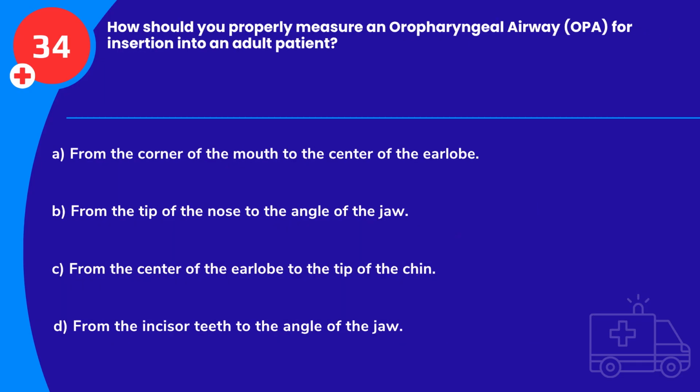Question 34. How should you properly measure an oropharyngeal airway, OPA, for insertion into an adult patient? A. From the corner of the mouth to the center of the earlobe. B. From the tip of the nose to the angle of the jaw. C. From the center of the earlobe to the tip of the chin. D. From the incisor teeth to the angle of the jaw.